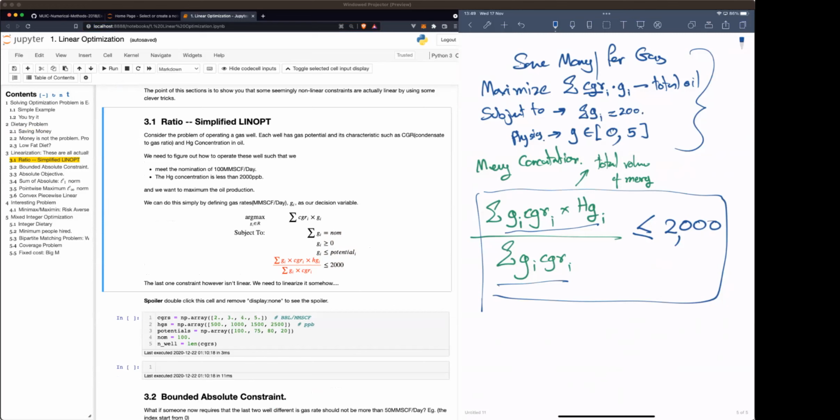Okay, the rest are fine. The rest are linear. So the question is, does anyone have a good idea? How do I make this linear? At least for the ratio. What do you think?